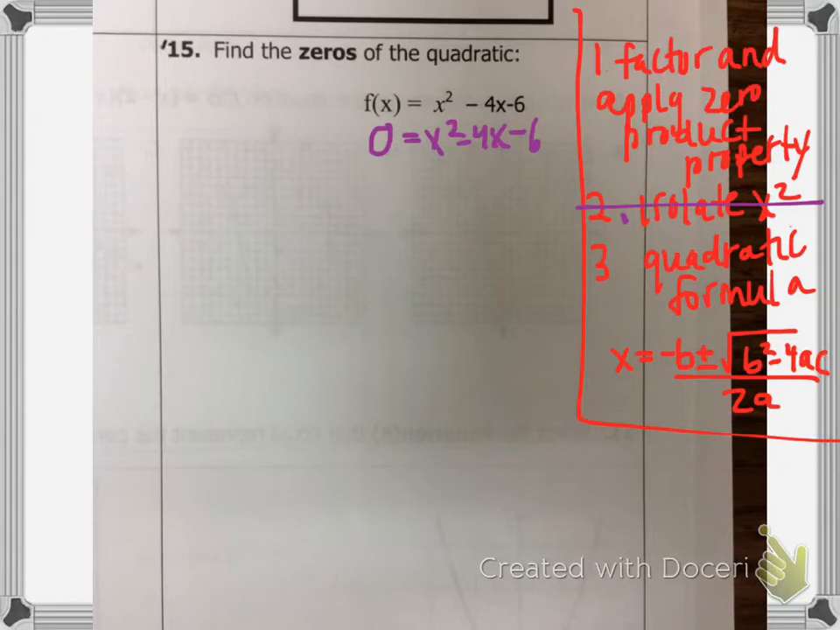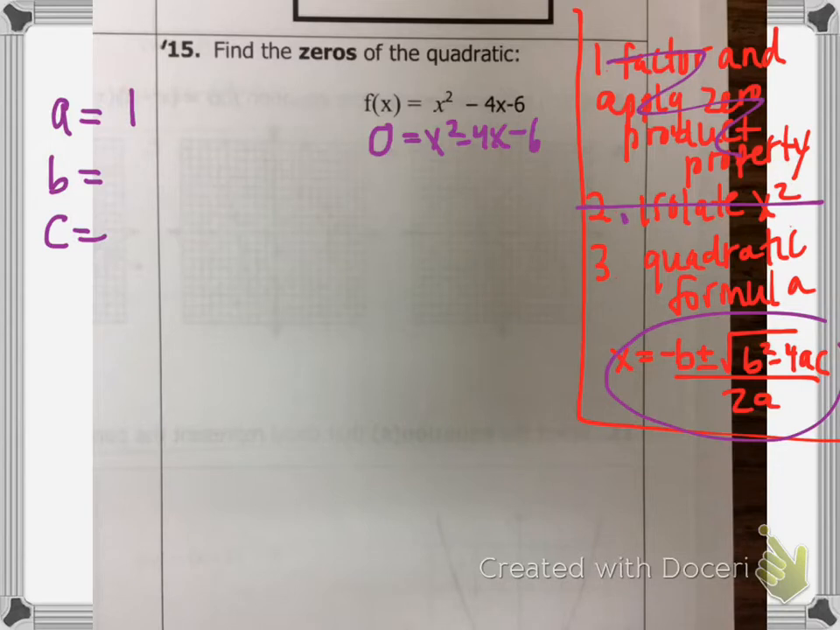So if I try to factor this, I would check method number 3, and I would ask myself, are there any factors that multiply to -6 and add to -4? And unfortunately, there are no factors here. So we can't use that first option, so we are down to the quadratic formula. So let's identify a, b, and c. A is the number in front of the x squared, so that's a 1. B is the number in front of the x, that's a -4, and c is the constant, -6.